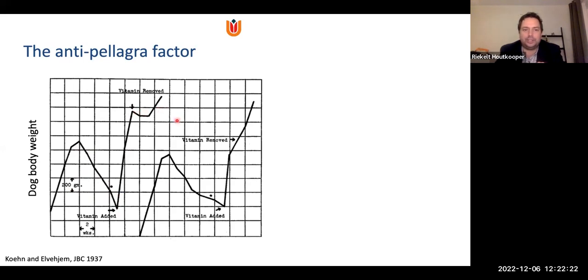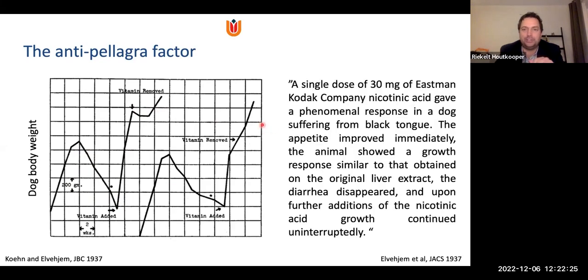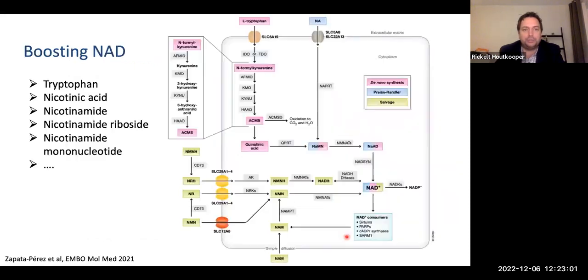And so the authors at the time, some years ago, described that a single dose of this specific nicotinic acid gave a phenomenal response in dogs suffering from black tongue disease. Appetite improved immediately, animals showed a growth response, diarrhea disappeared, and growth continued uninterruptedly. So this was really a very striking example of a very early treatment of a metabolic deficiency with a vitamin that then improved the pathophysiology.